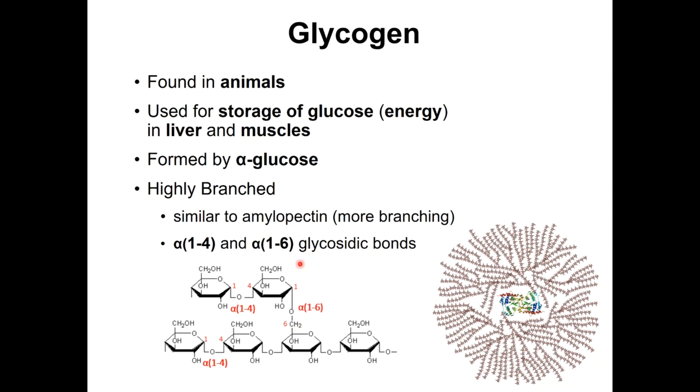It has branching with alpha 1,6 glycosidic bonds between the last glucose molecule of one chain, so this will keep going, and another glucose molecule in between chain. The difference between amylopectin and glycogen is that this branching here is more frequent in glycogen compared to amylopectin, making it a little bit more efficient to store energy.